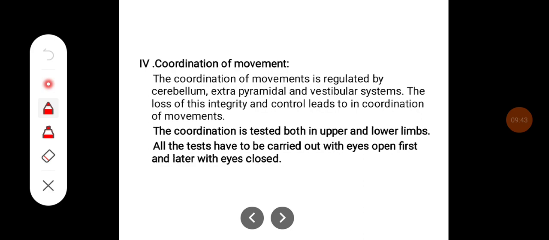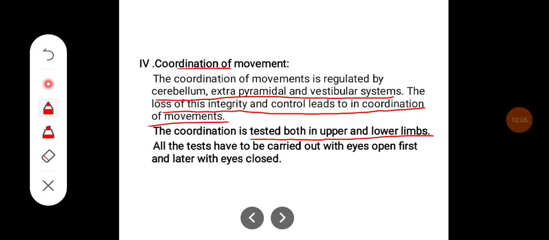Then coordination of the movements is to be assessed. The coordination of the movements is regulated by the cerebellum, extrapyramidal, and vestibular system. The loss of this integrity and control leads to an incoordination of the movements. The coordination is tested both in upper and lower limbs, and all the tests have to be carried out with eyes open first and then later eyes closed. This is to differentiate between sensory ataxia and motor ataxia.